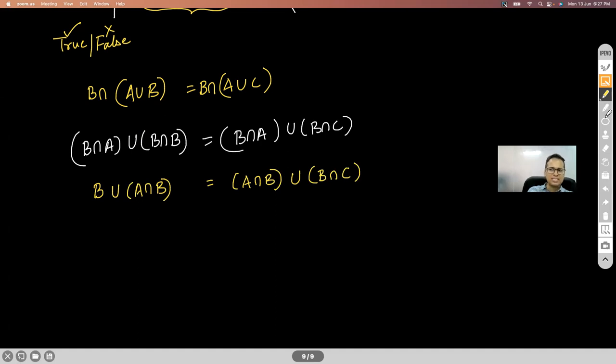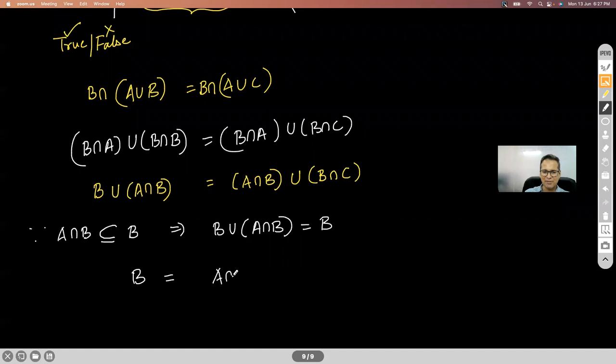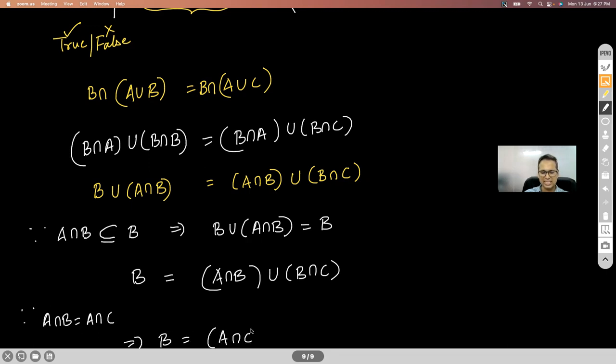Now, everybody, please think a bit and answer. Isn't A intersection B a subset of B? Correct? So can I say the union of B with A intersection B will be as good as B? Yes, sir. So can I say the left hand side becomes B? The right hand side I will continue writing as it is. Since A intersection B is equal to A intersection C, I can write the same statement as B is equal to A intersection C union B intersection C. Let's call it the first result.